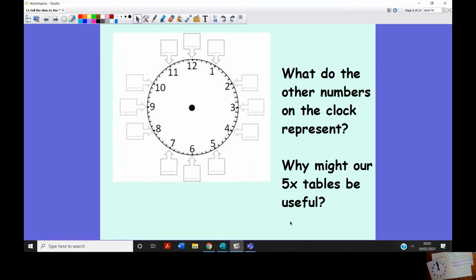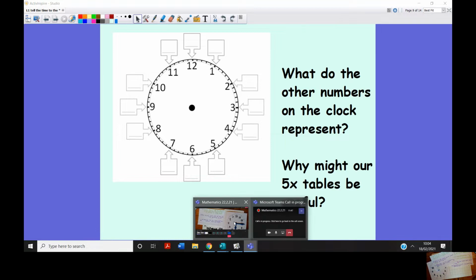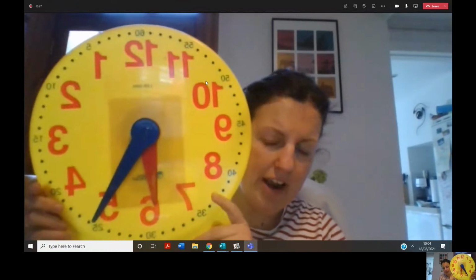What do the other numbers on the clock represent? Why might our 5 times table be useful? Have a think. So I'm going to switch my camera. Have a think.